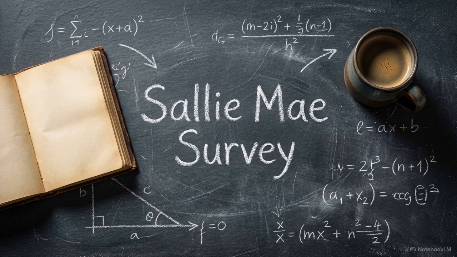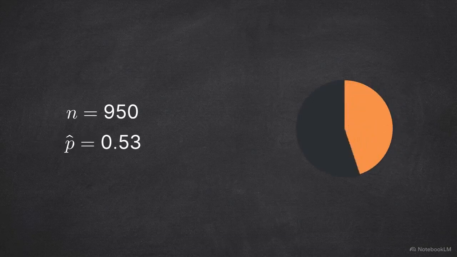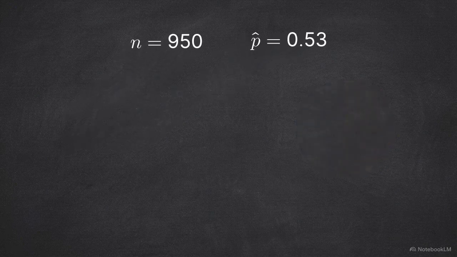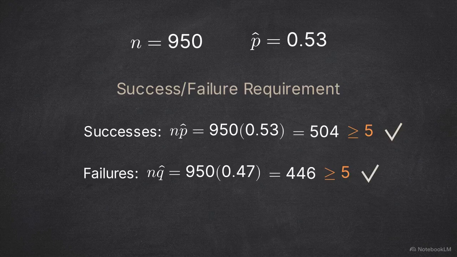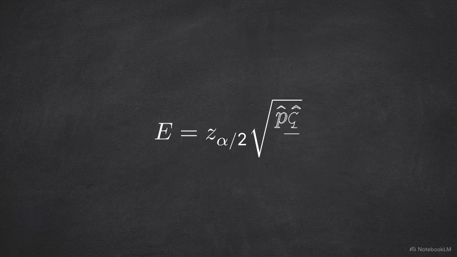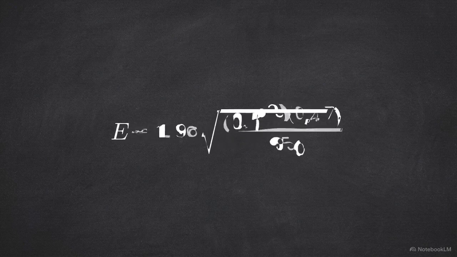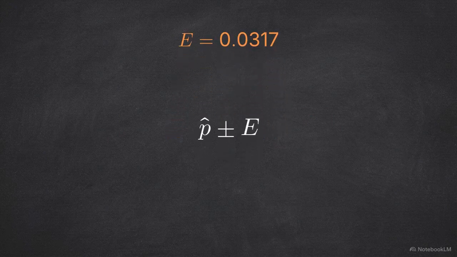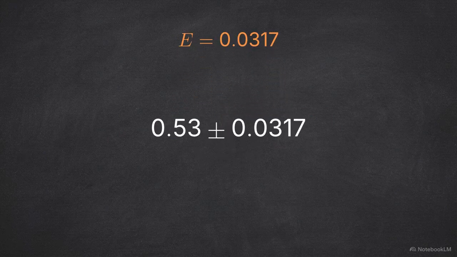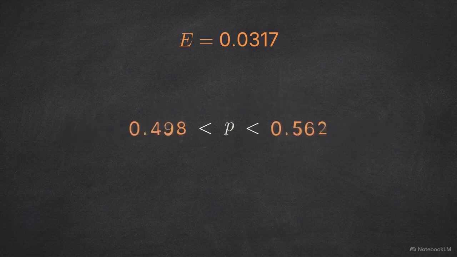Consider a Sallie Mae survey regarding online education. They polled 950 undergraduate college students and found that 53% of them take online courses. Verifying the requirements, 53% of 950 yields 504 successes and 446 failures, both exceeding 5. Inputting our 1.96 critical value, standard deviation, and sample size, the margin of error is 0.0317. Applying this to our 0.53 estimate establishes limits from 0.498 to 0.562.